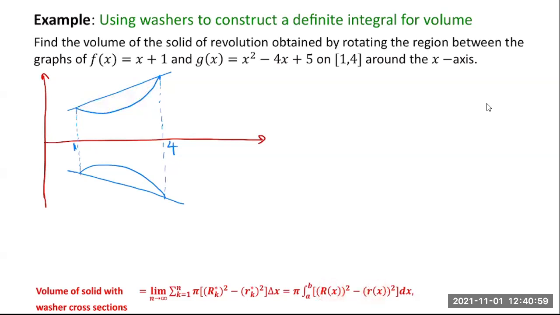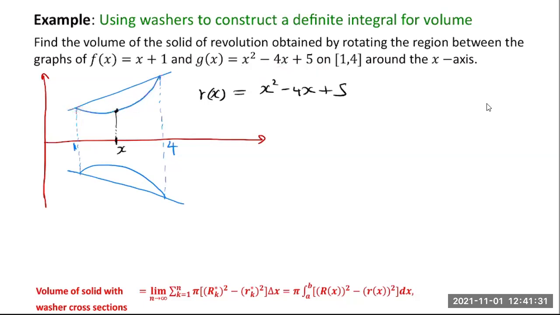Well, if you take any arbitrary point x here, the lower radius is going to be this height. Do you know this height? Of course, you know, because you can plug in this point x in the function g of x. If you plug in your x value in this function, you will get the lower radius. Clearly, your lower radius r of x is x squared minus 4x plus 5, because this is the function g of x. G of x is this one.